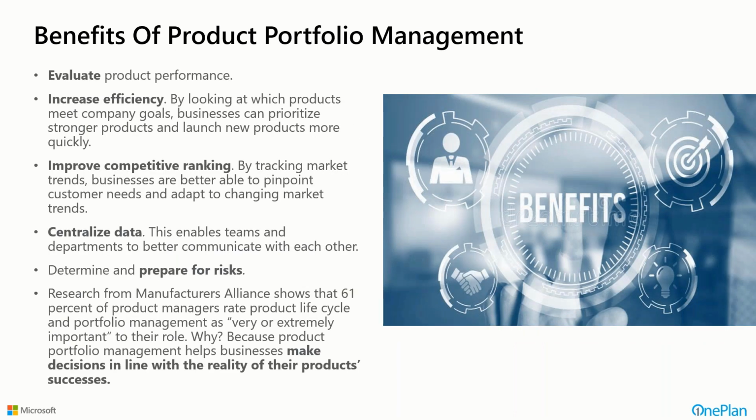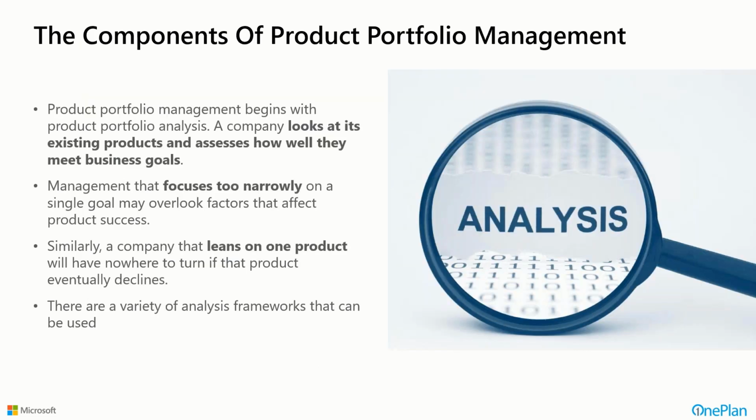So some of the benefits are to be able to evaluate product performance, increase your efficiency, improve your competitive ranking by being able to track market trends and align your portfolio with them, to have centralized data where you can evaluate all this, and also be able to determine and prepare for risks out here. So the key is we want to make decisions in line with the reality of your product successes or lack thereof. So the components of product portfolio management is a company looks at existing products and assesses how well they're meeting company goals, meaning do they align with the strategies and are they helping the organization achieve the strategies that our executives have set out for us at a higher level.